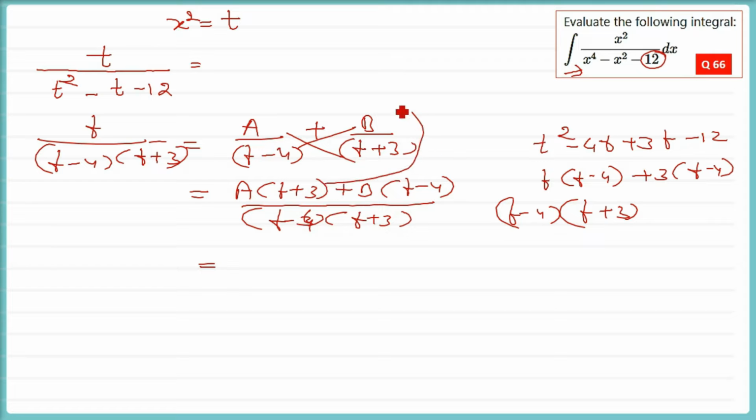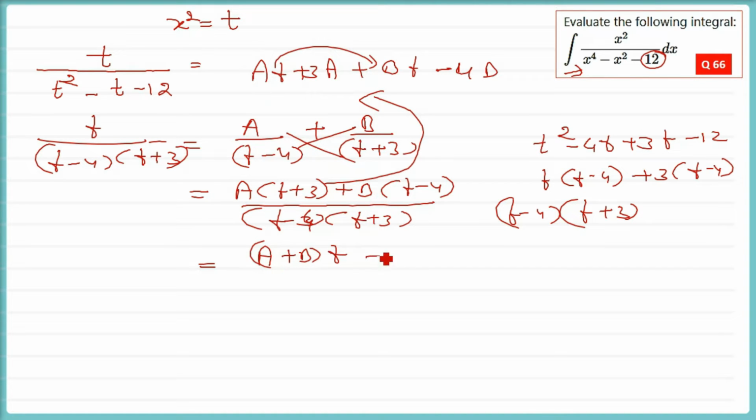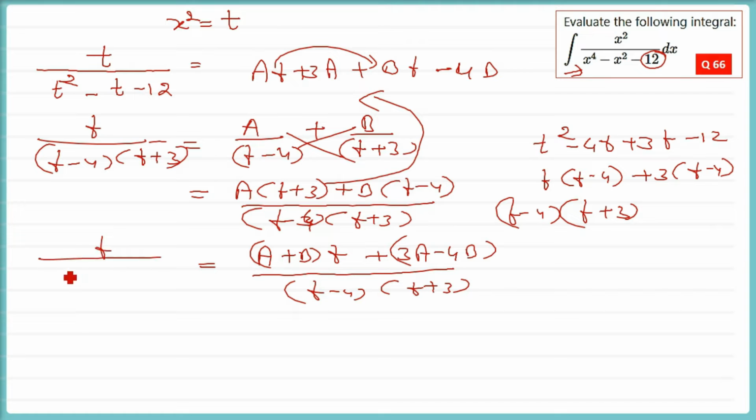So let's multiply. I'm multiplying it here: At plus 3A plus Bt minus 4B. Now combine these two terms, A plus B, because these are similar terms, A plus B times t, and 3A minus 4B. The denominator will contain the same thing, t minus 4 and t plus 3. And if you compare it with the left, from where it has originated, you can cancel this t minus 4 and t plus 3 like this.